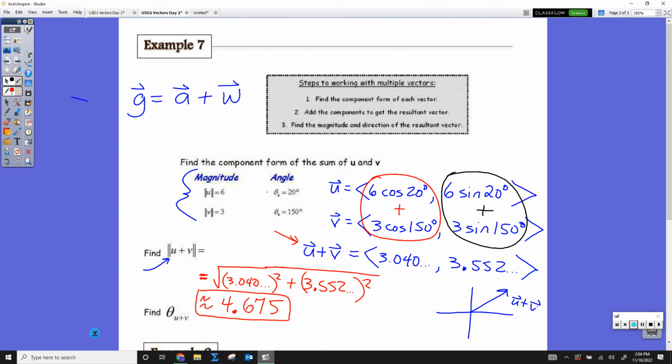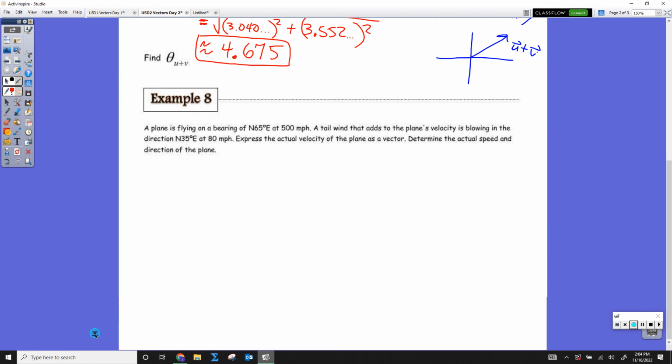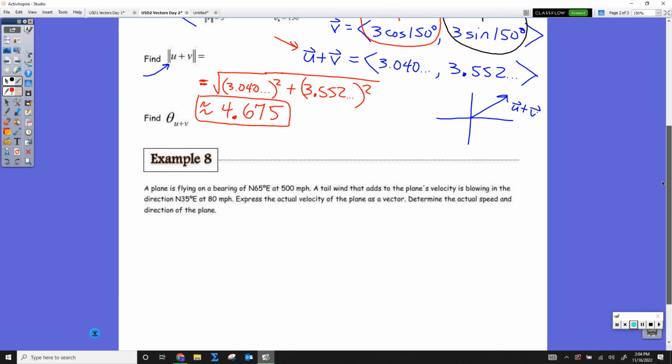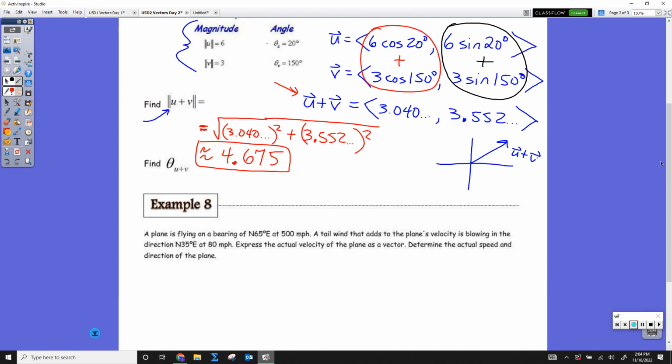Okay, so the last thing we want to determine is the directional angle. Let me slide this down a little bit. With all that taken care of, I'm going to erase this so it's a little bit easier for us to work.